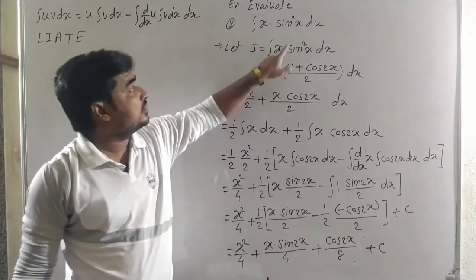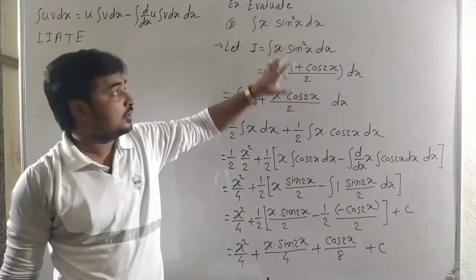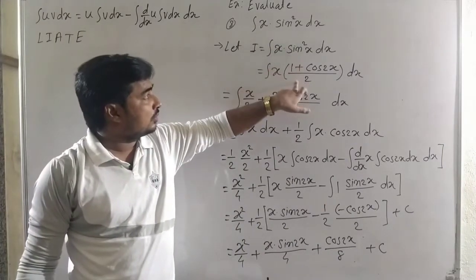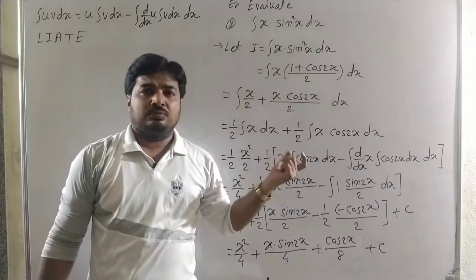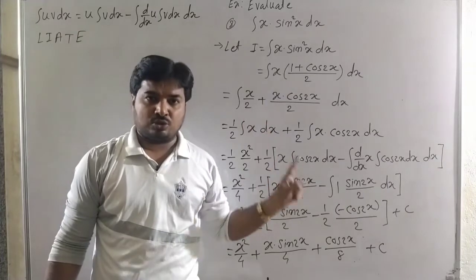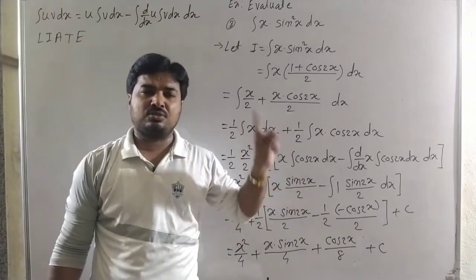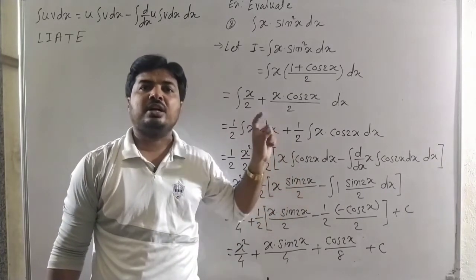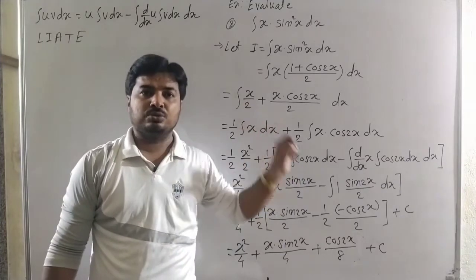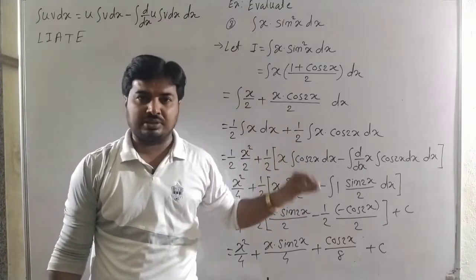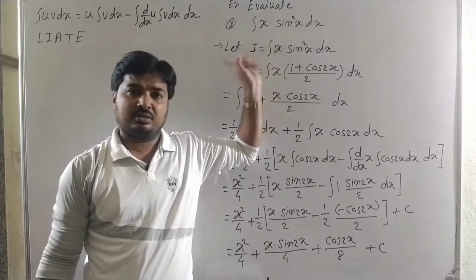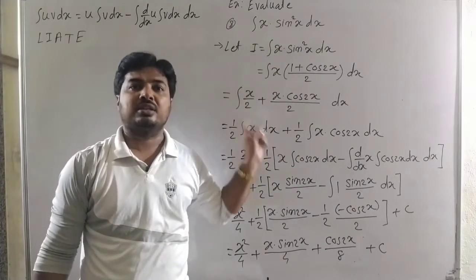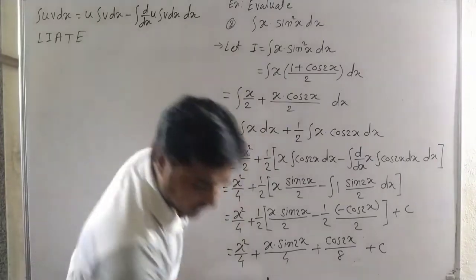It is the integral of x into sine square x. First we use the formula for sine square x. See carefully: to find the integral of sine square x, cos square x, tan square x, cot square x, sin cube x and cos cube x, first we use the trigonometric formula of that function and then integrate. Such type of examples we learned in our lecture number 10. Now next example.